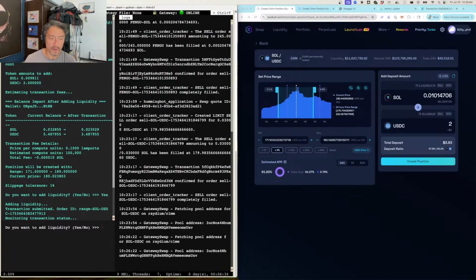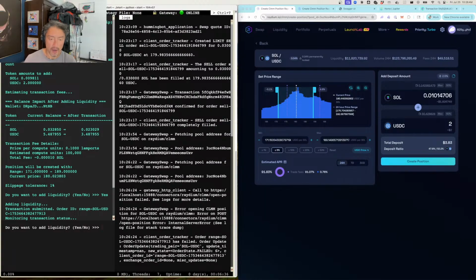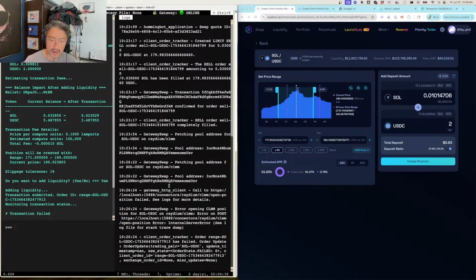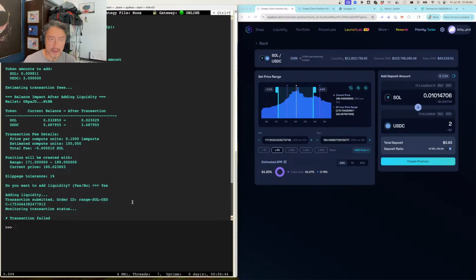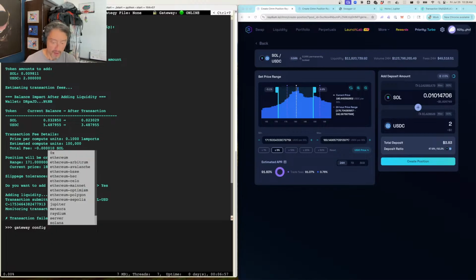So let's see if that succeeds. Okay, that did not succeed. One reason why that failed is probably because of slippage. Now, this can be tricky to get right because the slippage tolerance and everything is off. So one thing I'll do is I'm going to increase the slippage tolerance right now for Radium. That should help, but it probably won't fix everything, but I'll try to do it anyway.